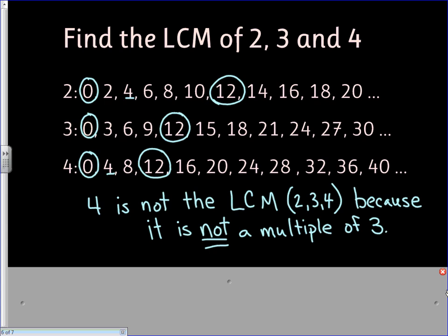So that is it for today. Just learn how to find the multiples, and when we know the multiples, we can then make lists and find the lowest common multiple.